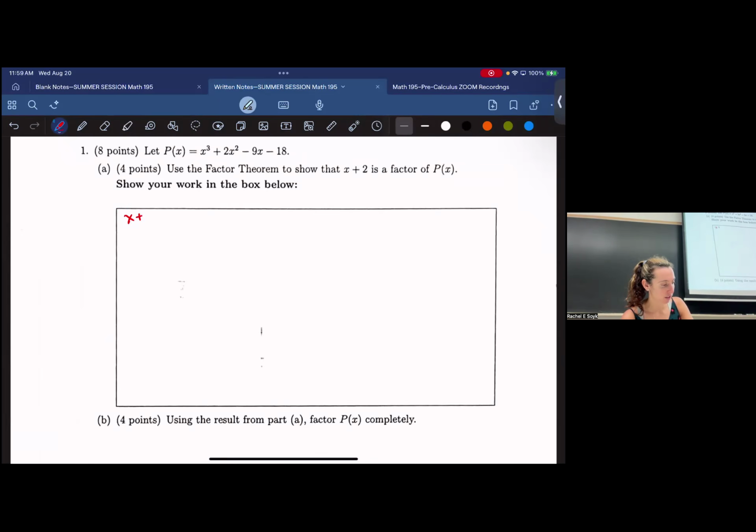If we're looking at x plus 2, what does that tell us about our 0? Our x is equal to -2. And so using factor theorem to show that this is a factor, we just have to evaluate what our function is at -2. Hence, wherever you see an x, draw in some parentheses. And then fill those parentheses with -2.